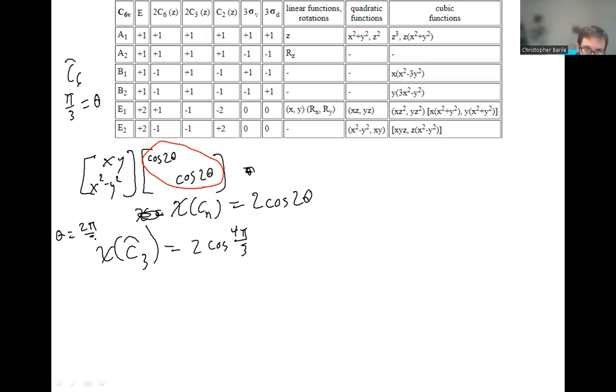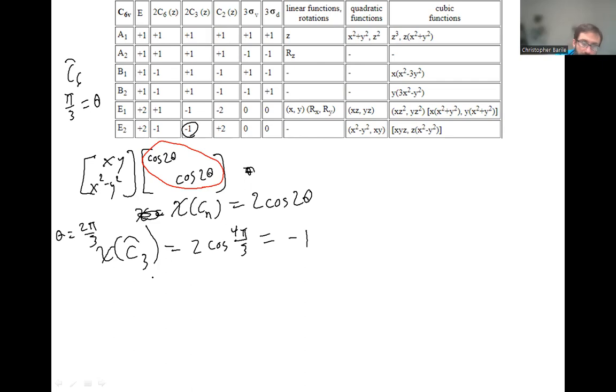We're rotating by, and cosine 4 pi over 3 is now you're at 240 degrees. That puts you in the bottom left quadrant of your unit circle. That's a -1/2. So 2 times -1/2 is -1. And that's what we got. Okay, that was a -1.